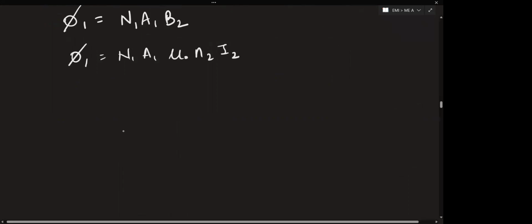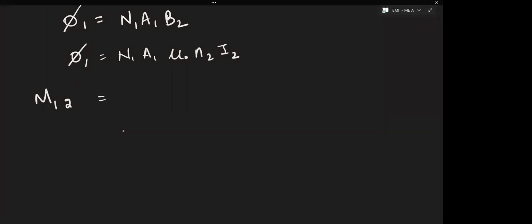Now, what is the mutual inductance of the first coil with respect to the second coil? This will be phi equal to MI, so M will be equal to phi divided by I. Now, which phi, which I? We are calculating the mutual inductance of coil 1. Induction has occurred in which coil? Coil 1. But because of change in current in which coil? Second one. That's why phi1 divided by I2.